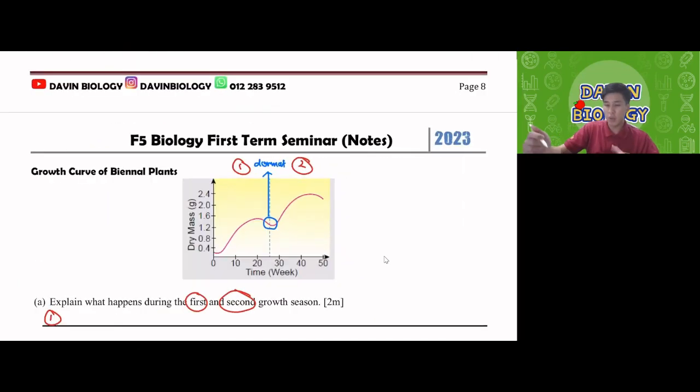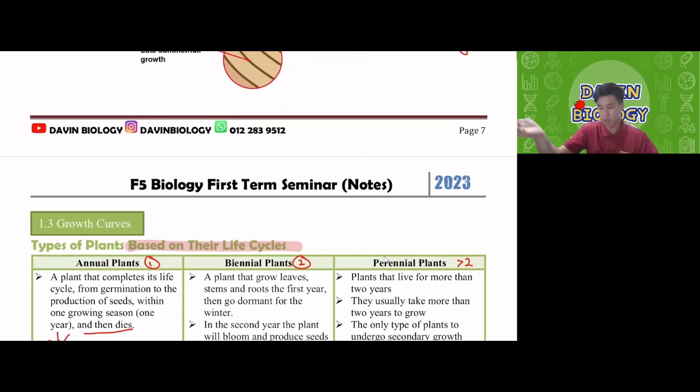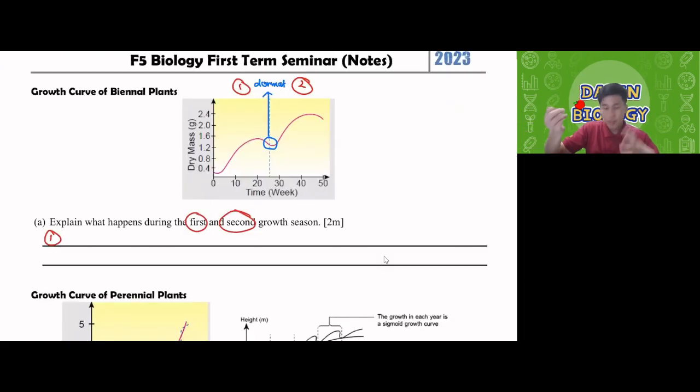But somehow for just now the annual growth ring, if you look at your textbook, they write summer. So we just follow lah. I add the word late summer to make it more accurate lah. So here, winter they become dormant. So during the end of the first year, they will become inactive.